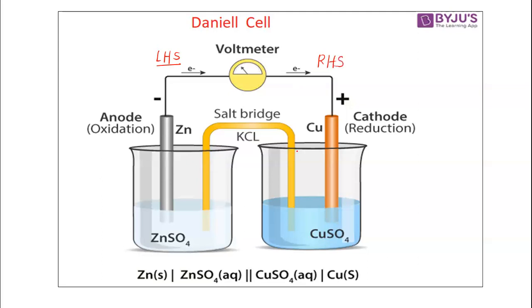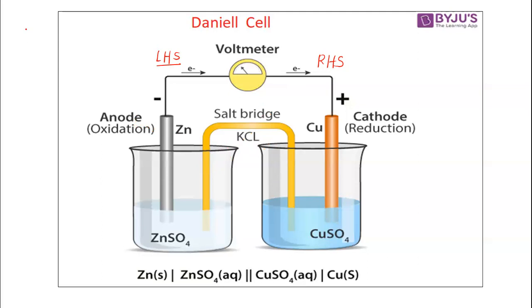So this is the diagram of the Daniell cell. The two electrodes are connected. The salt bridge makes the electrical contact between the two electrolytes. The voltmeter measures the potential difference across the two electrodes. The zinc electrode acts as an anode where the oxidation reaction takes place.